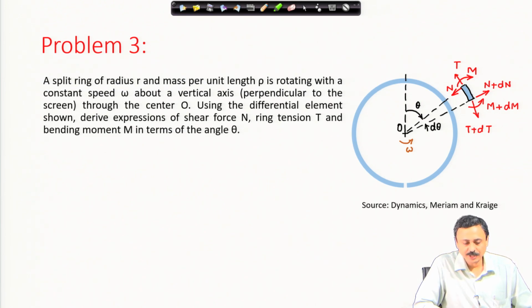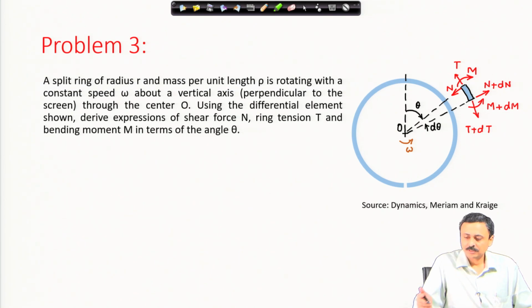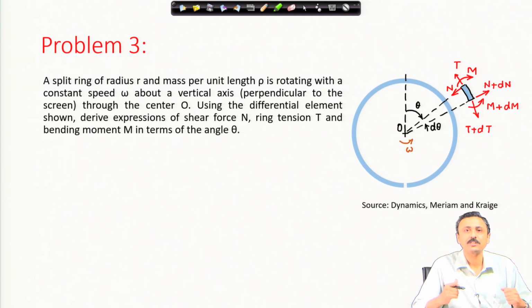Using the differential element shown in the figure, derive expressions of shear force N, again shown in the figure, ring tension T, and the bending moment M in terms of the angle theta. This force, which is perpendicular to the ring element, is the shear force; the force along the ring element is the tension; and bending moment is a force which tries to bend the element.